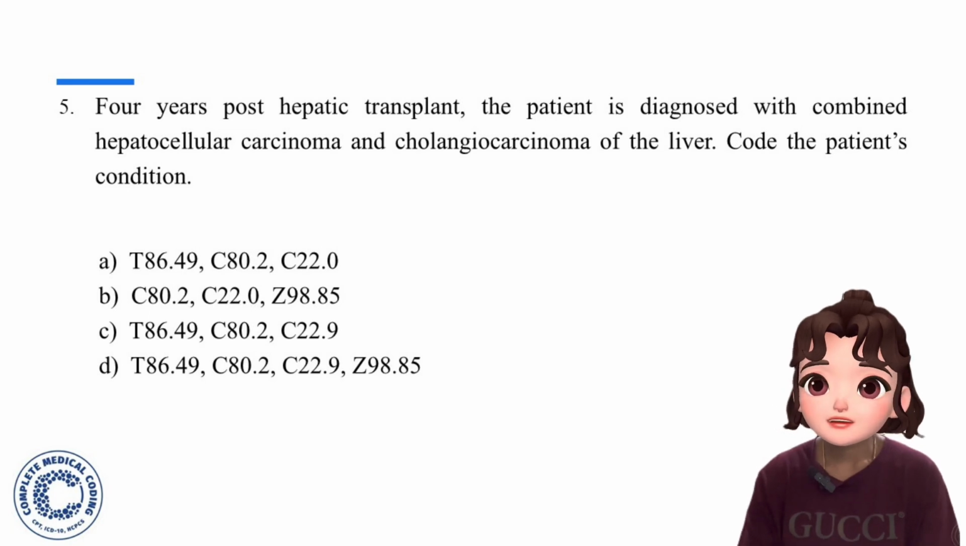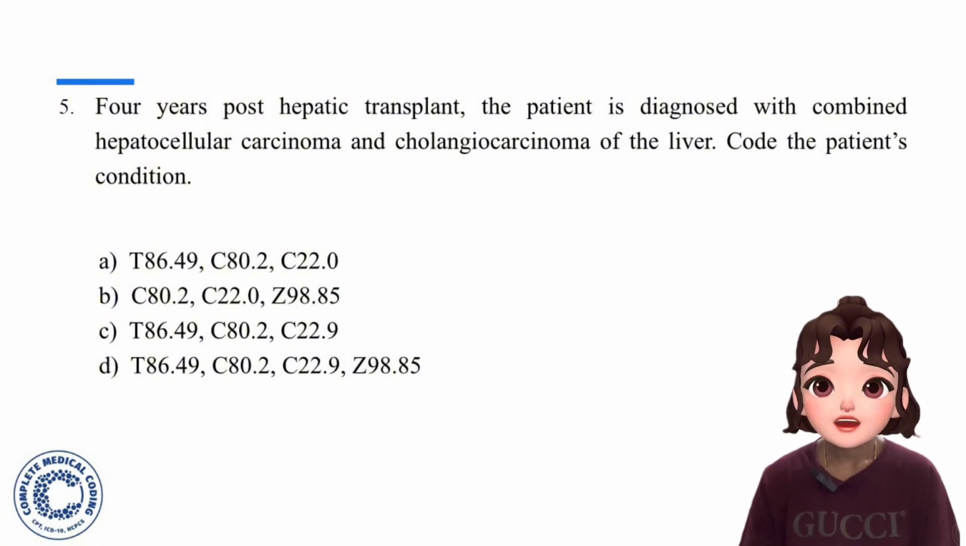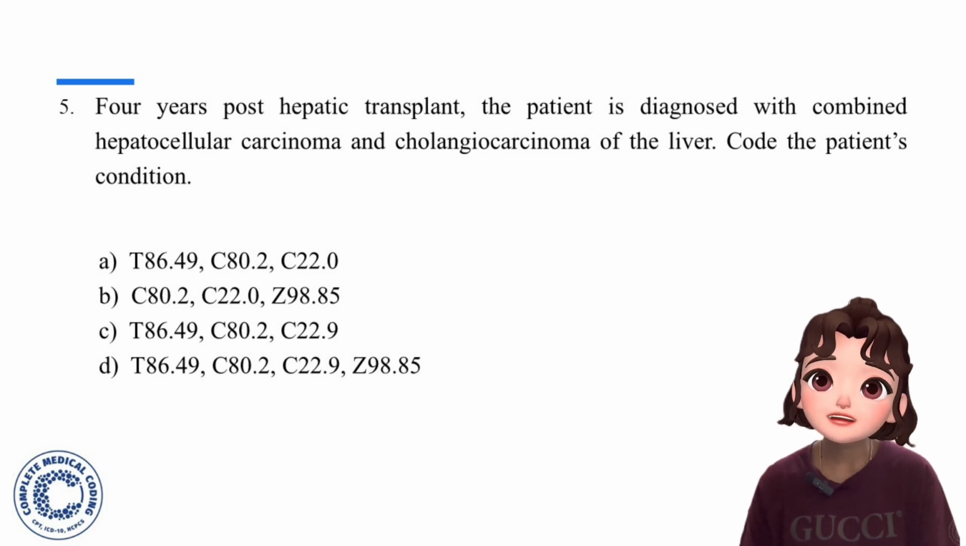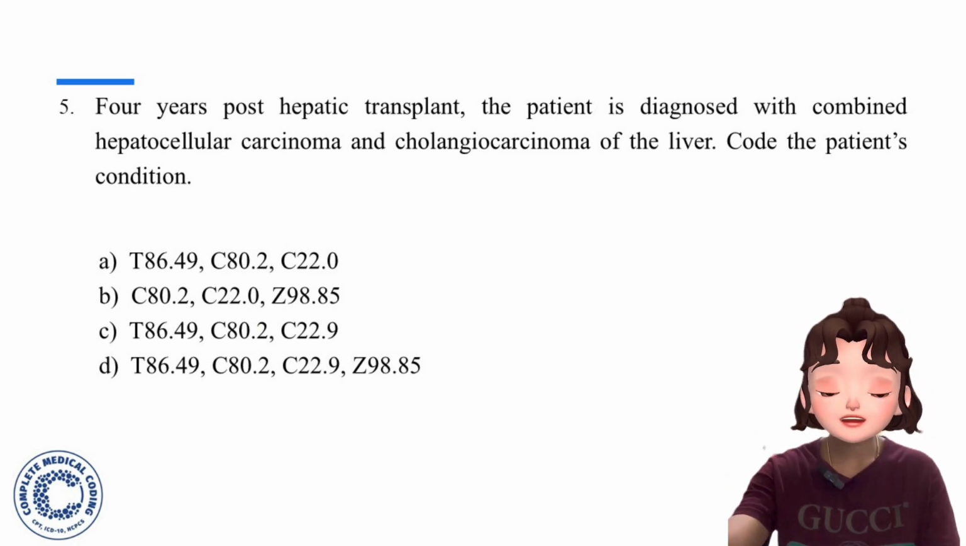Let's discuss one more question, the fifth question. Four years post hepatic transplant, the patient is diagnosed with combined hepatocellular carcinoma and cholangiocarcinoma of the liver. For the patient's condition: hepatocellular carcinoma and cholangiocarcinoma of the liver, which happened four years after the hepatic transplant. Okay, let's start finding out the codes.